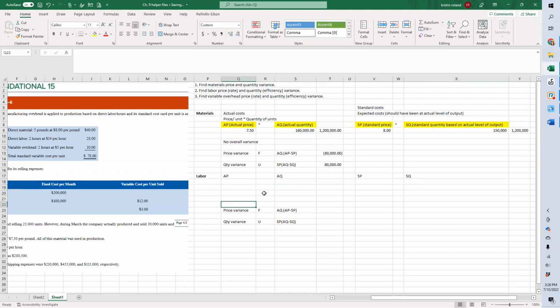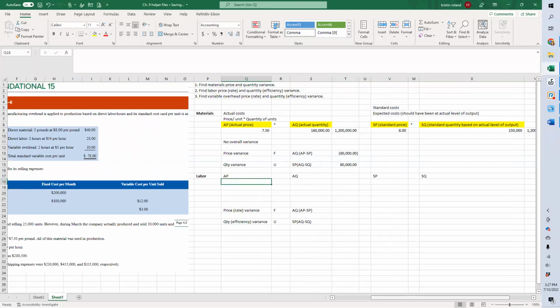Okay. And then just to point something out, in this case, it's always price and quantity, but with regard to labor, instead of calling it price, they're going to call it rate. But it's the same thing. And for the quantity of labor used, I'm going to call this an efficiency variance. It's the same as the quantity variance.